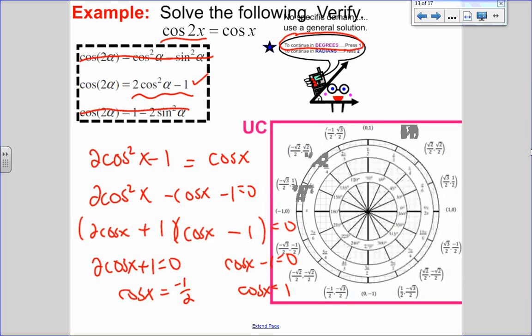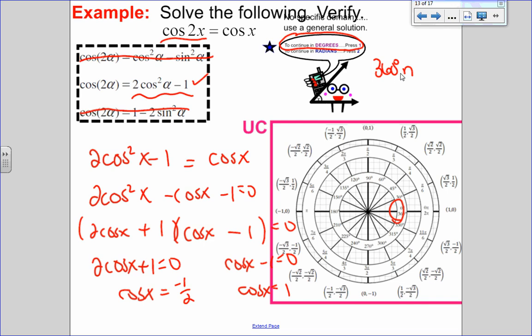Okay, so I'm looking for negative a half and 1. So back onto my unit circle. Where is cosine 1? Well, that is an x coordinate, and an x coordinate is 1 right here at 0 and 2 pi. Okay, so, oh no, we decided we were doing degrees. There we go, 0 and 360. So I'm going to say 360n, multiples of 360. So 0, 360, and around and around and around.